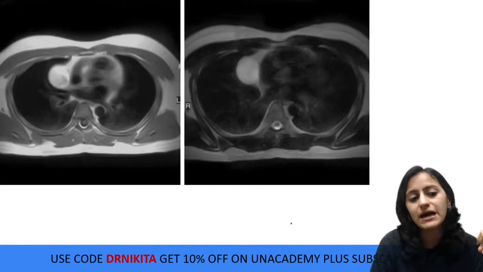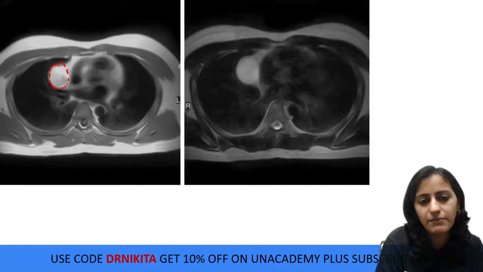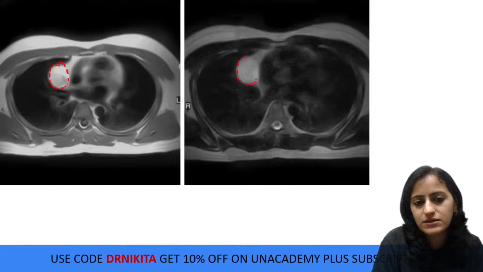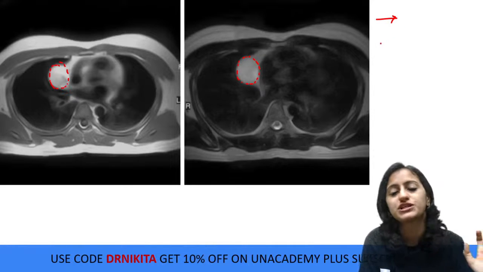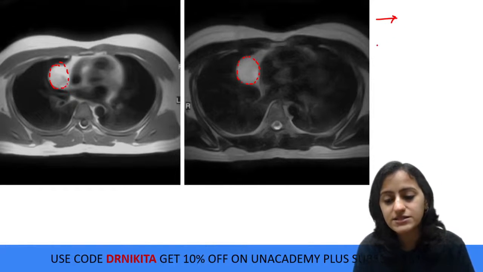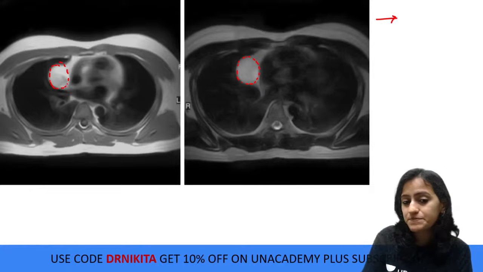And when we did MRI, this is where the mass is located. So now this is the extra edge question here. Can you make a diagnosis? Can you make a diagnosis what is this mass which we saw on the chest x-ray?